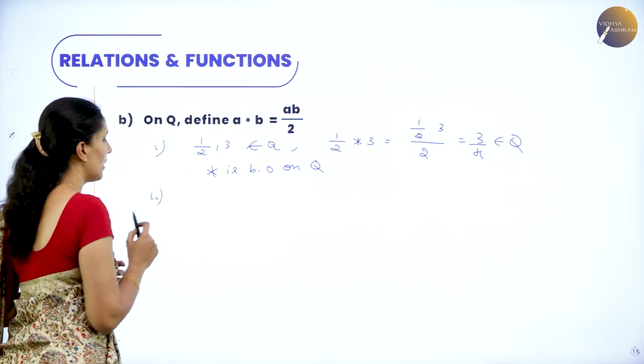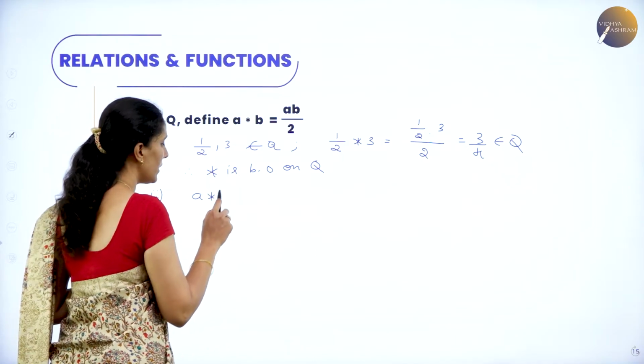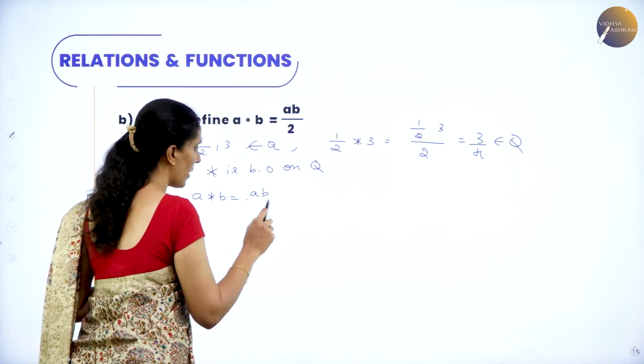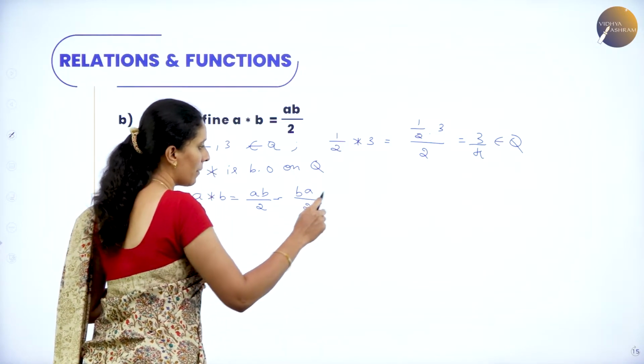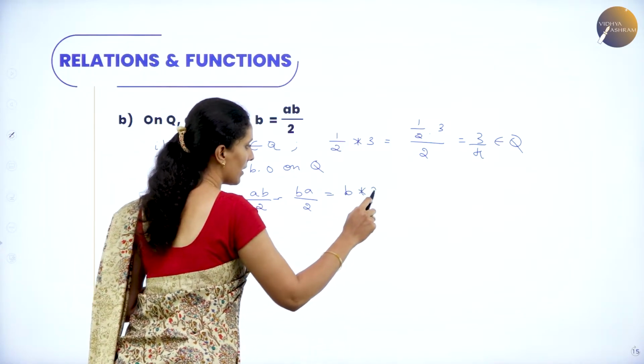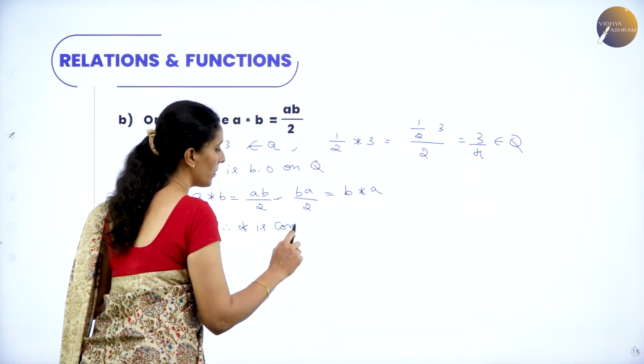Next, let's see whether it is commutative or not. A star B can be written as AB by 2. AB can be written as BA by 2. BA by 2 can be written as B star A. So therefore, I can conclude star is commutative.